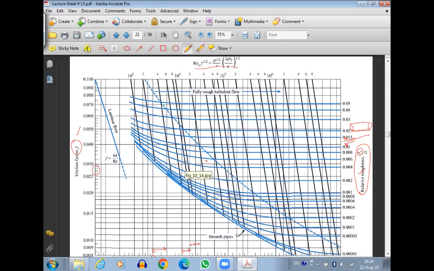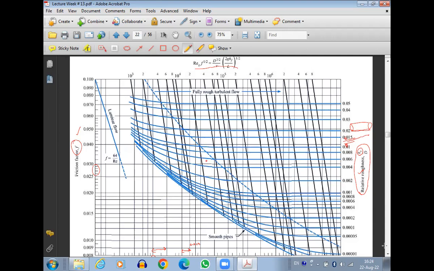Now, in order to find a specific point in the graph, we need to find the intersection between 2 points. Either you use the bottom x-axis and the curve, or you use the top x-axis and the curve. But if you use the top x-axis, then you have to use the dark black lines rather than the regular grid lines.